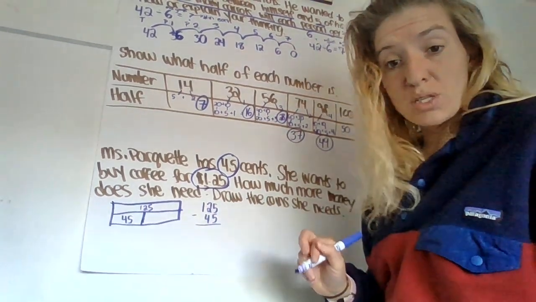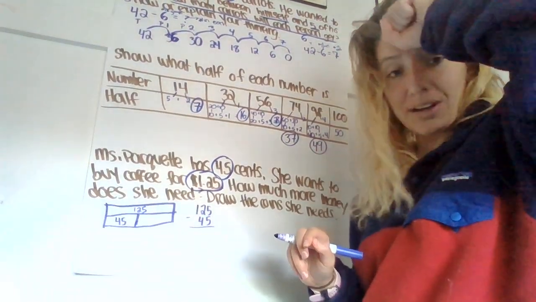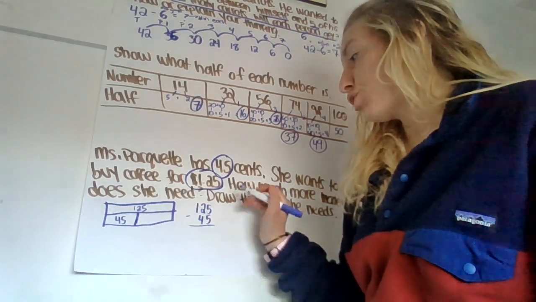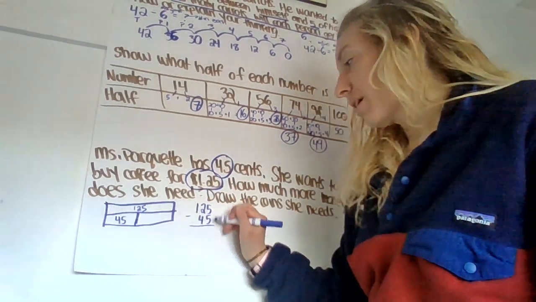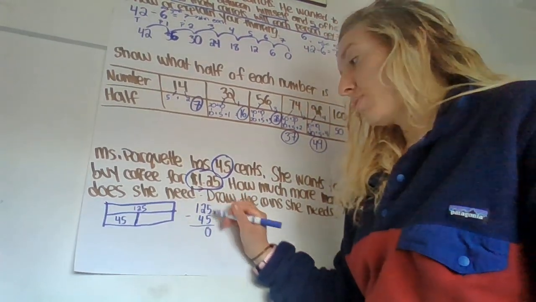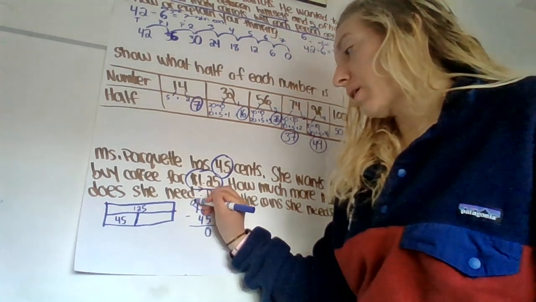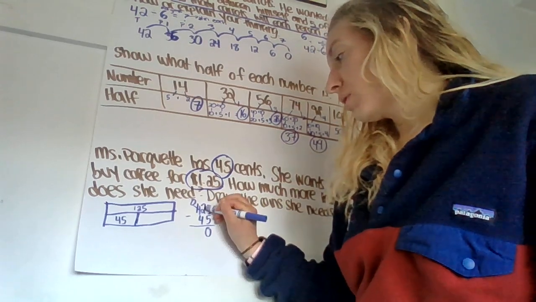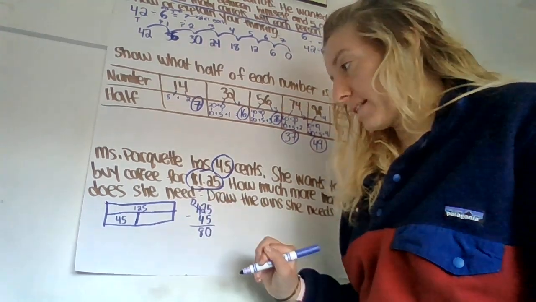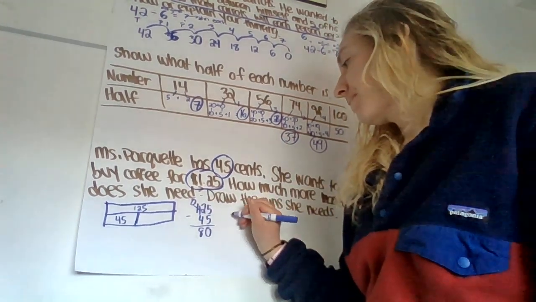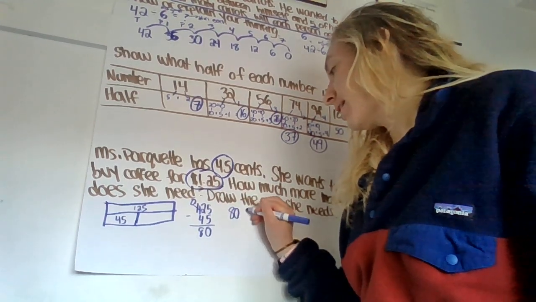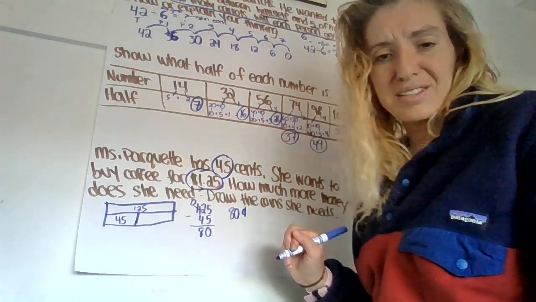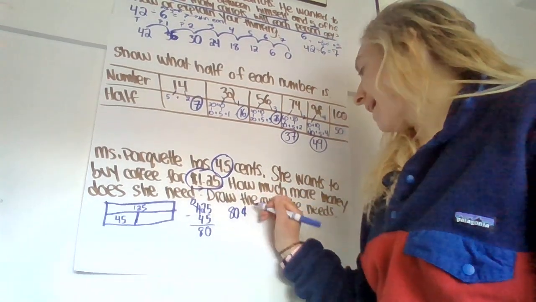Now, you might just want to hold 45 in your head and count on till you get to 125. But I also wanted to show you the algorithm because that works too. 5 minus 5 is 0. 2 minus 4, can't do it. Go next door, get 10 more. So that 1 becomes a 0. 12 minus 4 is 8. So she needs 80 cents. That's a little cent sign. Hope it's visible. She needs 80 cents.